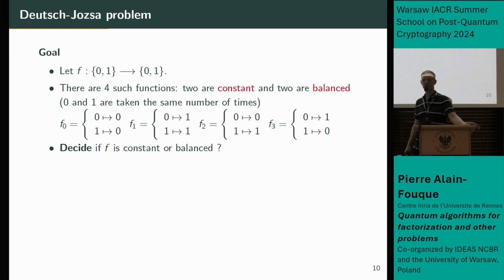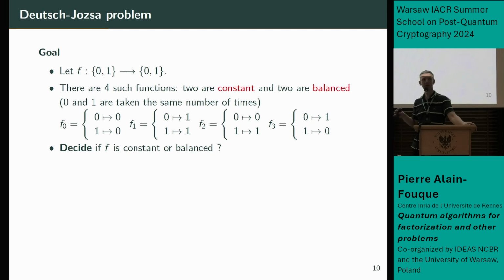So the problem that the Deutsch-Jozsa algorithm tries to solve is the following. Assume that you have some bit functions that operate on bits. So f transforms one bit to another bit. And you can have, in fact, 4 different kinds of such functions. And 2 of them are constant, and the 2 others are what we call balanced.